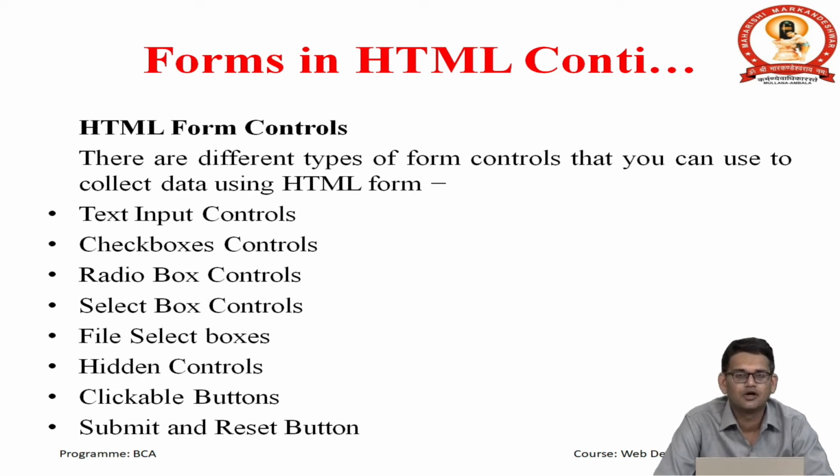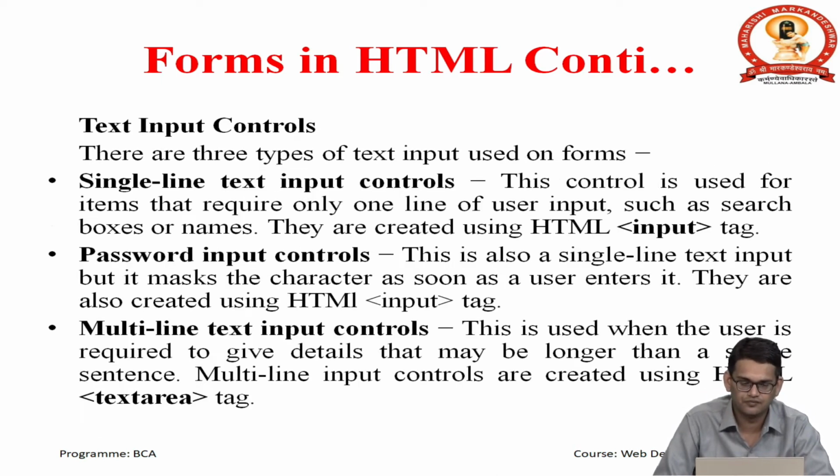Next one is the radio button. Radio buttons are controls used to select only one option from the provided options, like gender, male or female. Next one is the select box. Select boxes are used to select a specific option from the provided menu. Next one are the file select boxes. To upload or browse any file within the HTML page, the file select option can be used. There are some hidden controls, some clickable buttons, and some submit and reset buttons. The submit button is used to submit the form and the reset button is used to reset the entire form.